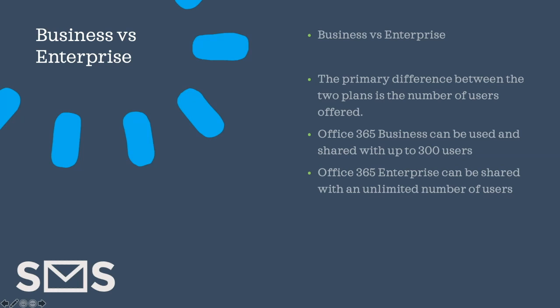So one thing that people might ask is, what's the difference between business and enterprise? Well, the primary difference between them is the number of users that you can have. On a business plan, you can have up to 300 users within the tenant itself. Enterprise plans can be shared with effectively an unlimited number of users, because they're designed for larger corporate organizations where you have hundreds of staff. So they're the two main differences: the number of users you can have on the plan itself.